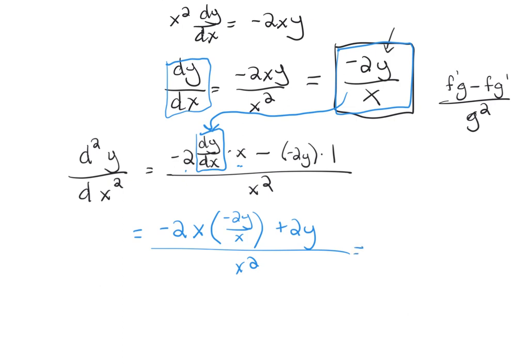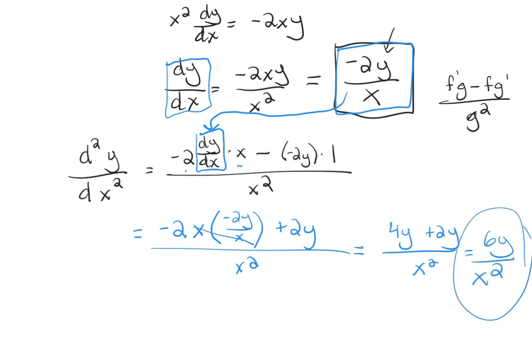And now I'm going to simplify. The x's will cancel. I'll have positive 4y plus 2y over x squared, which is just 6y over x squared. So that is my final answer for the second derivative. Just remember that idea: when you find the first derivative and you're finding the second derivative, you have to substitute the first into the second and simplify.